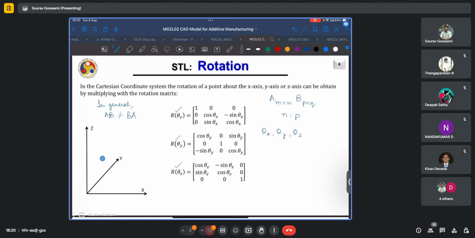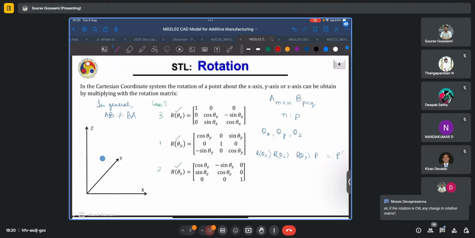Say, in one case, you first want to rotate over the y-axis, then the z-axis, and then the x-axis. The final operation would look something like this: you have this initial point P, then R theta y, R theta z, and R theta x. And this will give you your new point, say P prime.